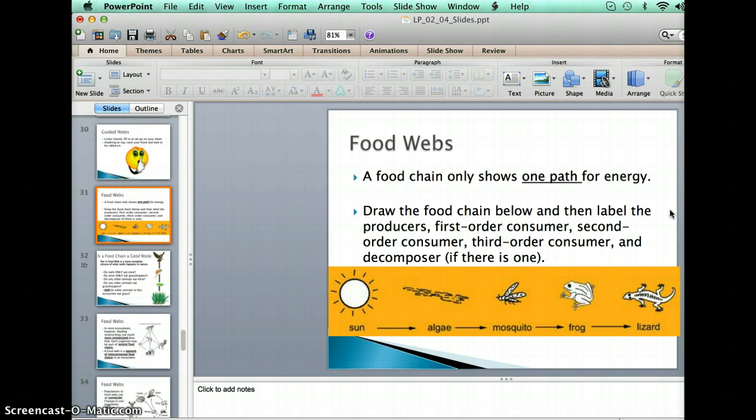On the top of your notes where it says draw the food chain, draw out this food chain here. Then I want you to label the producers, the first order consumer, the second order consumer, the third order consumer, and the decomposer if there is one. Take about a minute to draw it out and to label. You don't have to actually draw the organisms, you can just write their names.